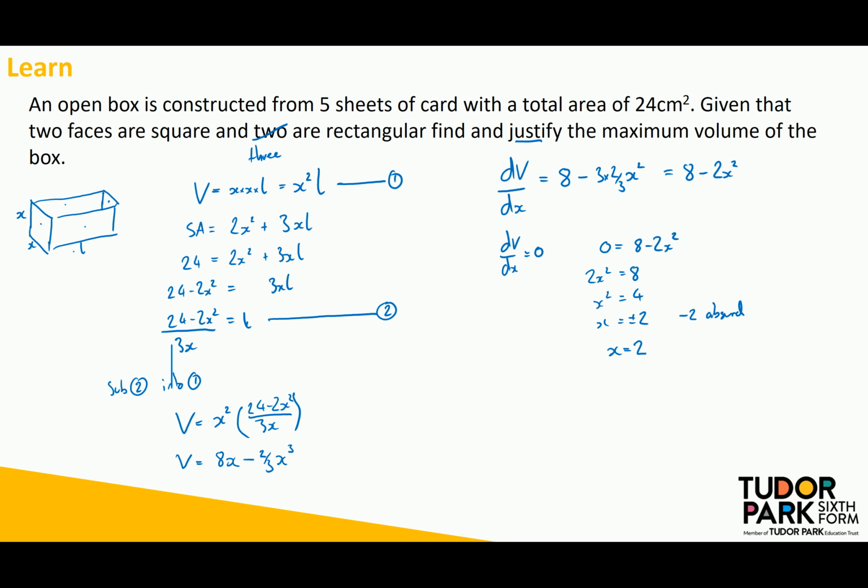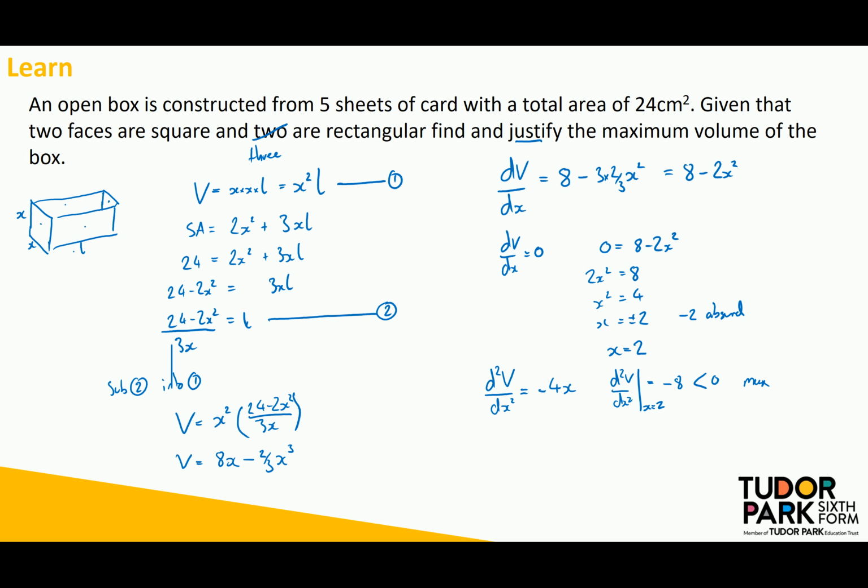The question asks me to justify that this is a maximum. Well, to justify maximums, I need to look at second derivatives. So I need to look at d2V by dx squared. The second derivative is just going to be minus 4x. Now, if I evaluate that second derivative at that value where x is 2, I end up with negative 8, which is less than 0, which tells me that what I'm dealing with is a maximum. So there's my justification.